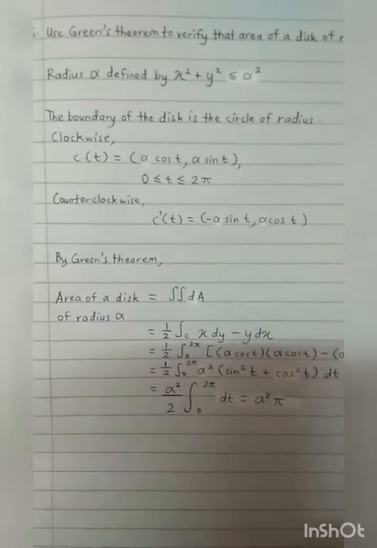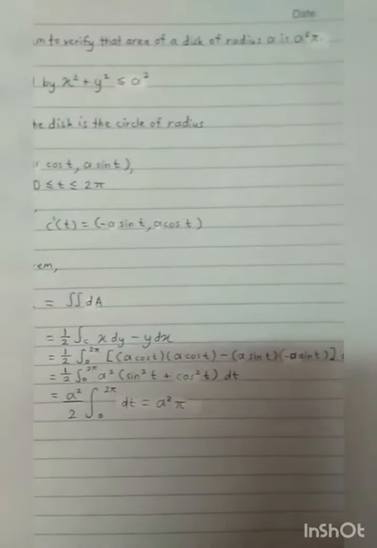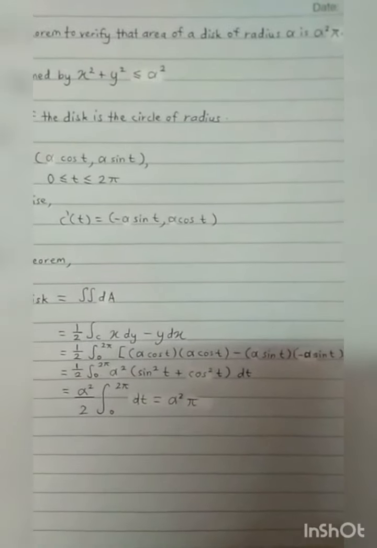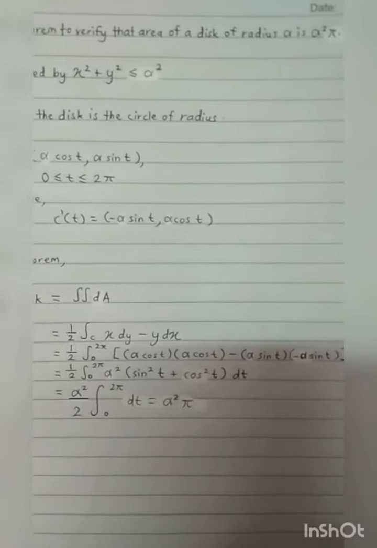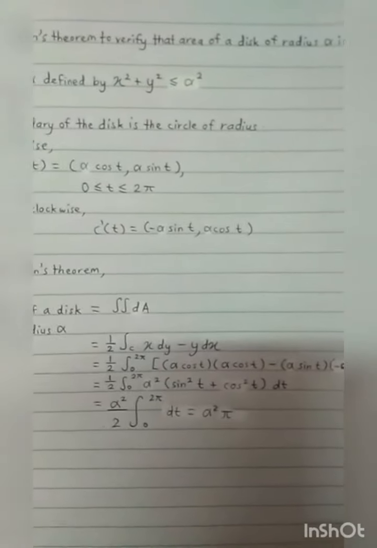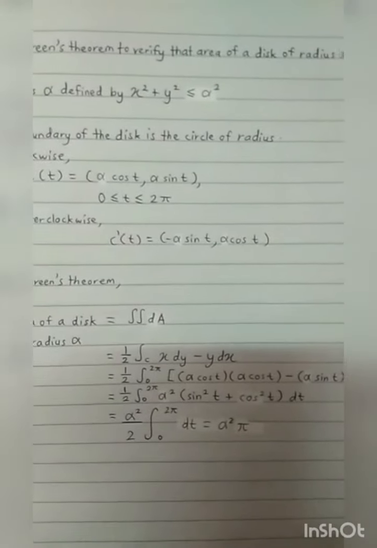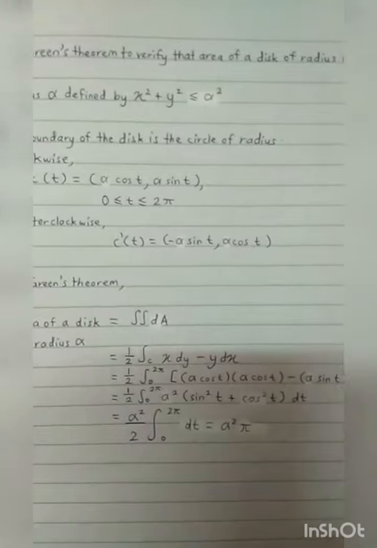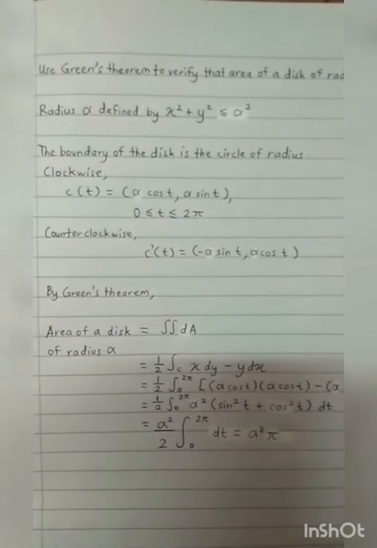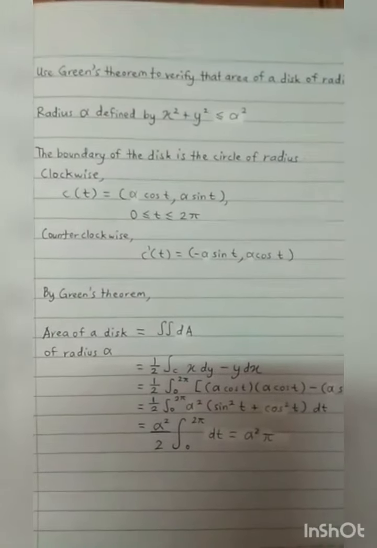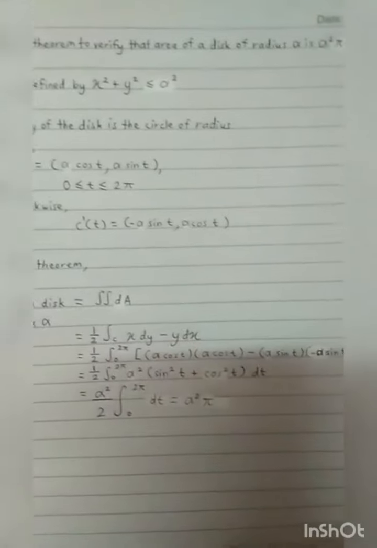So, by using Green's theorem, area of a disk of radius alpha is equal to double integration dA equal to 1 over 2 integrate x dy minus y dx. So for the integral value, we will just use the value of t, which is from 0 to 2 pi. For the x and y value, we will use the clockwise value, and the dy and dx we will use the counterclockwise value.